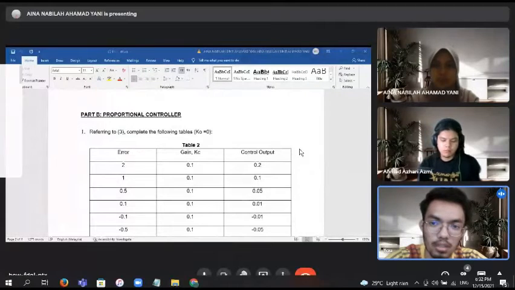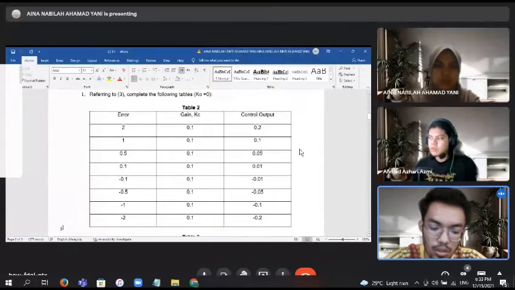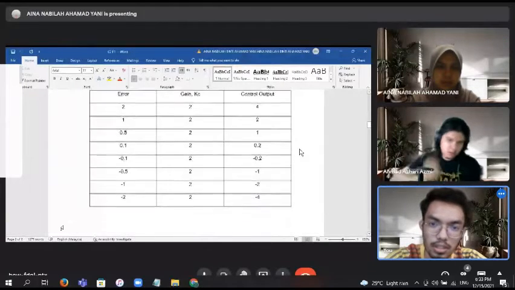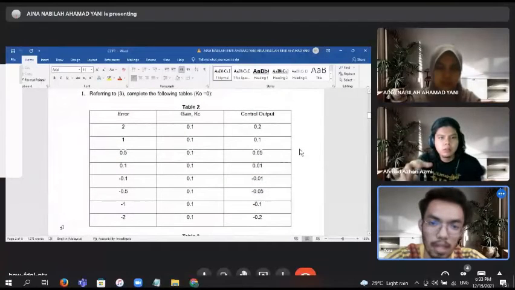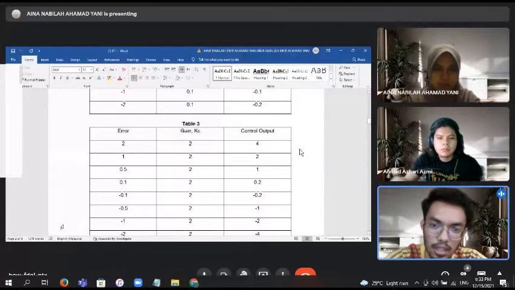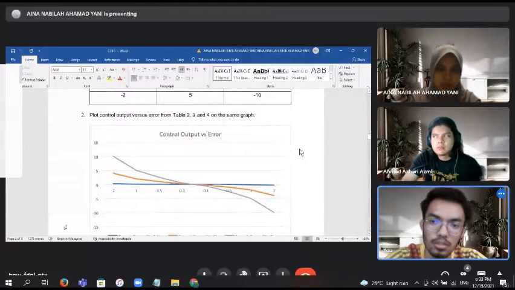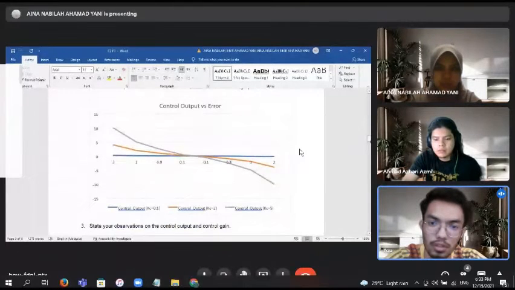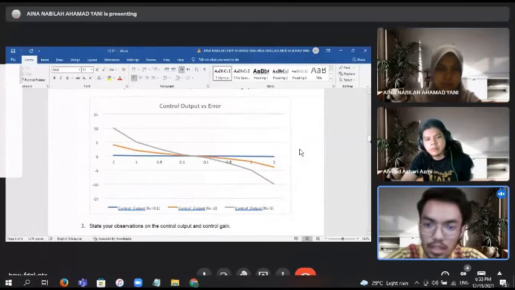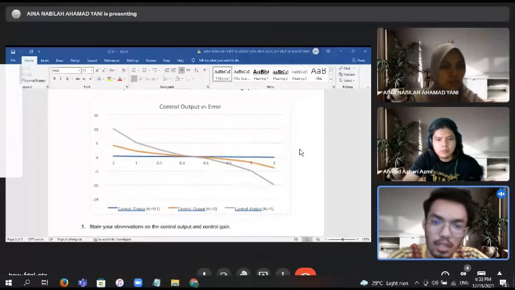So part B, the proportional controller. Based on the following table, there are three tables, where the gains used are 0.1, 2, and 5. The output is determined by the formula from the lab manual. So the graph shows each control output from the tables. As you can see, the result for the graph is control output for KC 0.1, KC 2, and KC 5.